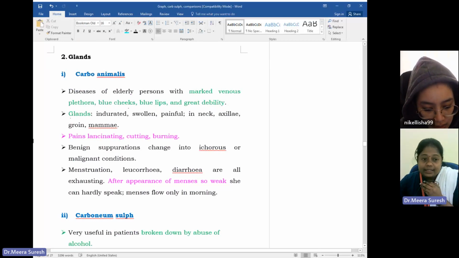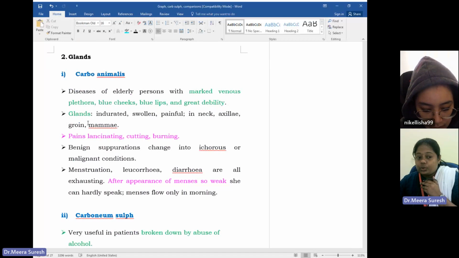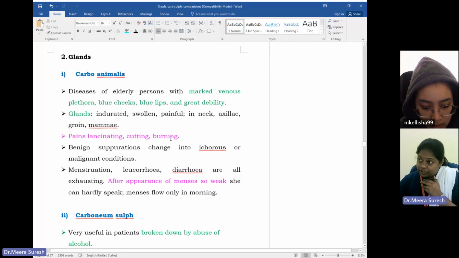So here we have that cancer condition, and we already saw that Carbo animalis persons are also in that condition. They want to die, or they are in that end condition. So cancerous conditions which are heading toward the end, you can think about that. Though the word cancer is not actually used over here, this is indicating towards cancer. So the pains will be lancinating, cutting, and burning. The burning feature is a common feature in cancer. All the cancer ulcers, cancer pains, will have that burning nature.